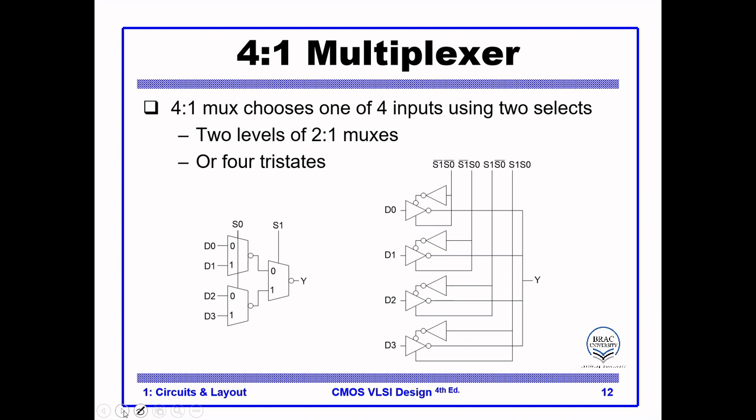And similarly, by connecting two levels of 2 to 1 muxes, we can create a 4 by 1 mux. And on the right hand side we can see that our implementation here is just built using 4 tri-state buffers. So this one is a tri-state buffer, this one is a tri-state buffer, this one and this one.